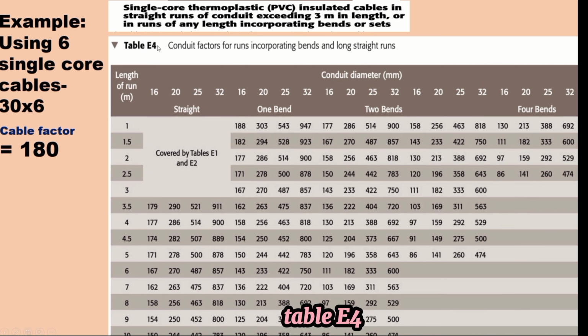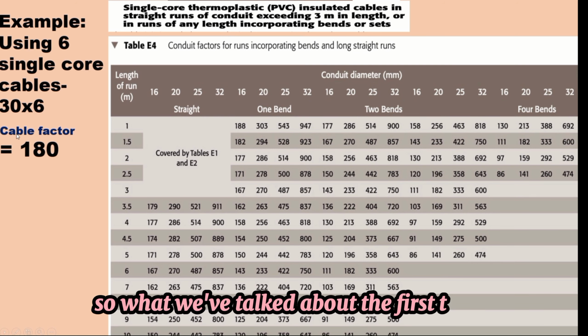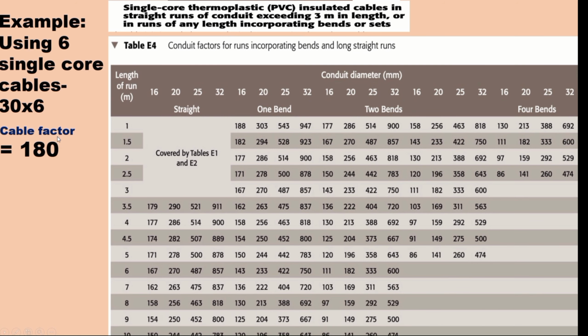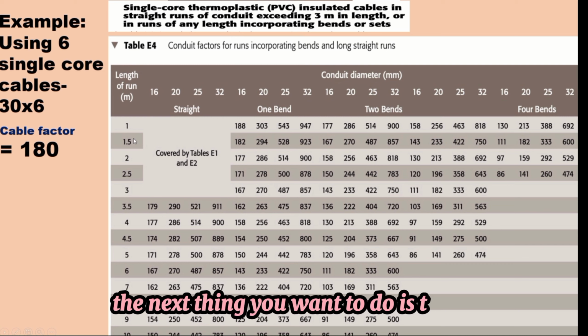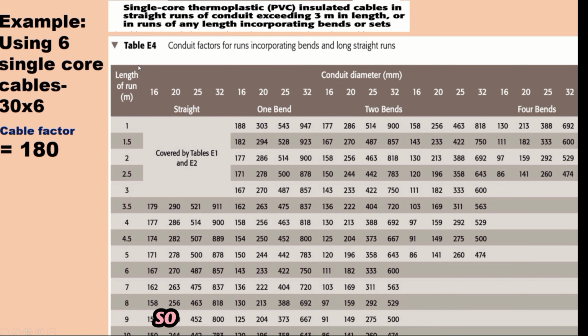cable E4, and this is conduit factors for runs incorporating bends and long straight runs. So what we've talked about, the first thing is the cable factor. The next thing we want to do is the conduit factor, and this can be found on this table E4. So how do you work with this table? Well, this table has some information.